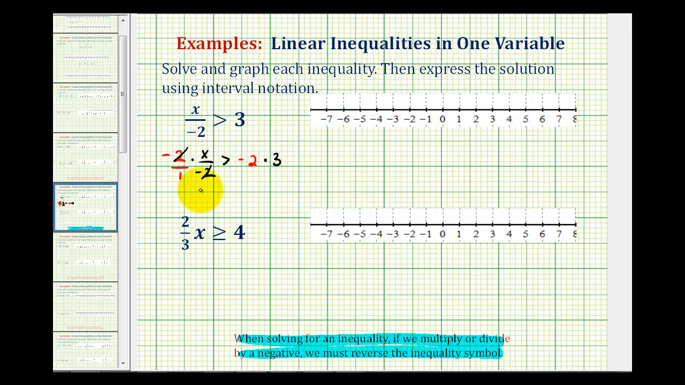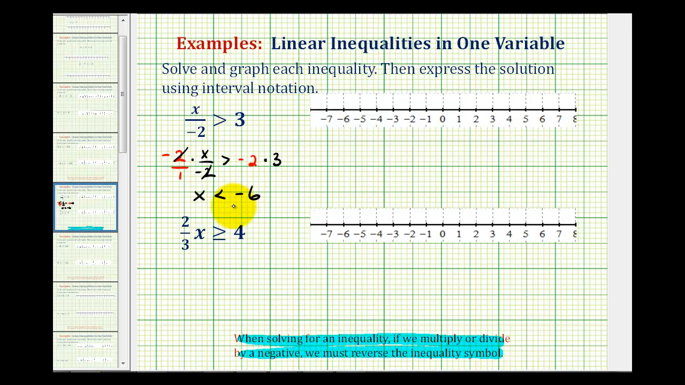So we have x on the left. And then because we multiplied by a negative, we do have to reverse this inequality symbol. So instead of greater than, it's going to be less than. And on the right side, we have -6. So our solution is x is less than -6. Notice that -6 does not satisfy this inequality and therefore is not in the interval.